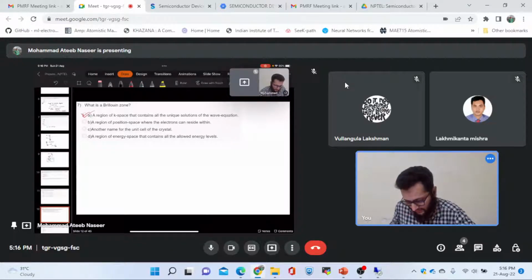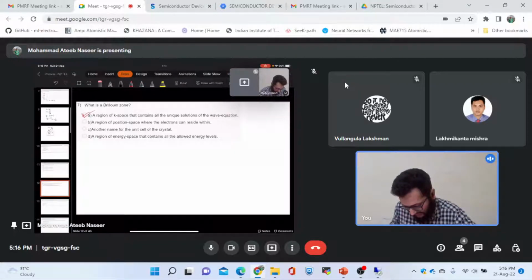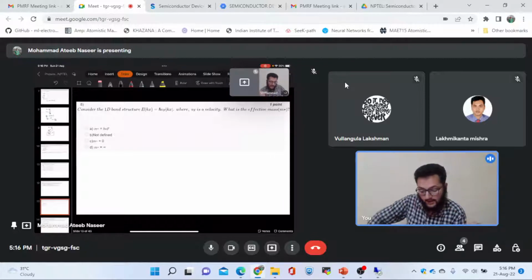Now if we move towards another problem, this is a good question. It states that we are given a 1D band structure where E(k) has been defined to be equal to h bar Vf kx. Now we are required to find the effective mass.